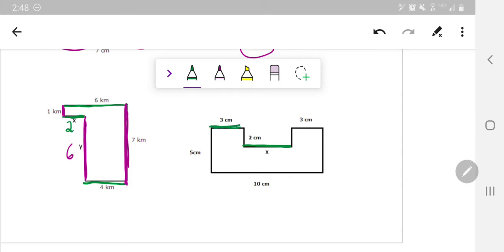If we notice the other horizontal lines, if we drop them all down here on top of this line that's 10 centimeters, then it looks like we'd get 3 here, 3 here, and in the middle, what would that have to be to equal 10? Well, 3 plus 3 is 6, so 10 minus 6 would be 4. X equals 4 in this case.